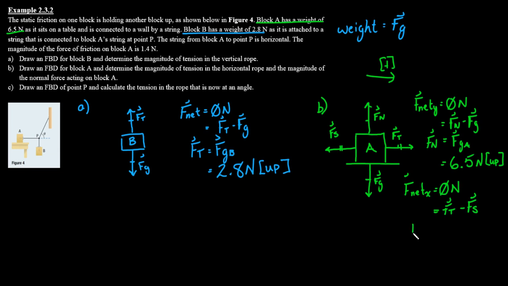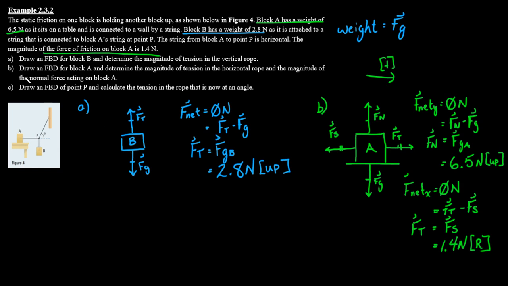So, the force of tension in the horizontal rope is simply just going to equal what the force of static friction is. And again, they told us in the problem here that the magnitude of the force of friction on block A is 1.4 newtons. So our force of tension in the rope is 1.4 newtons to the right. Okay, and that's it for part B.